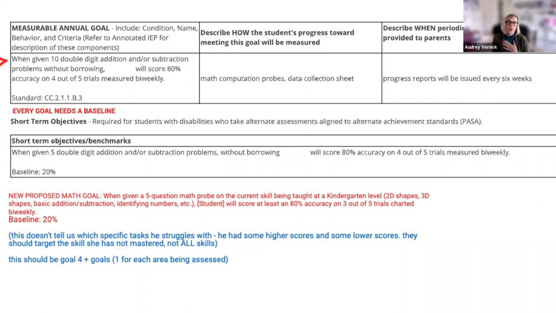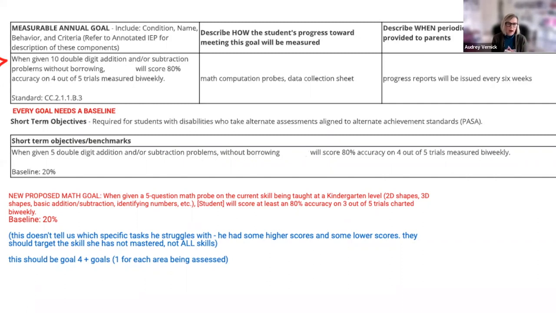Oh, this is not the one I wrote. I'm sorry. I'm like, this is a terrible goal. I didn't write this. This was their new proposed math goal. I think he's in 2nd grade. So they want to have him do a kindergarten math goal. And so this was the new goal they wrote for the math goal.